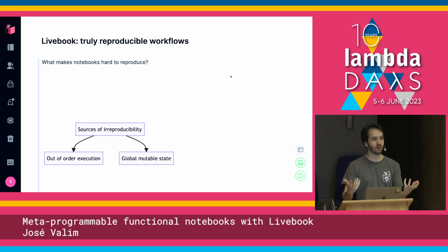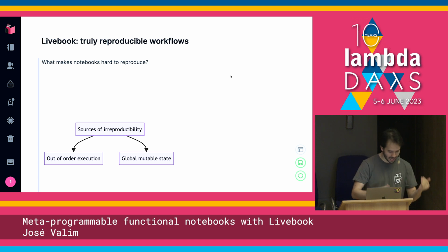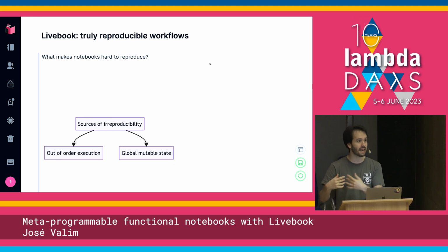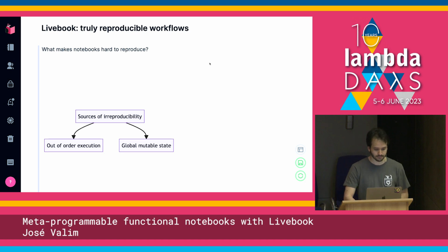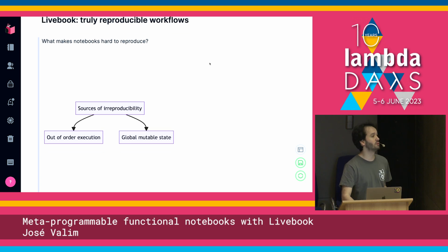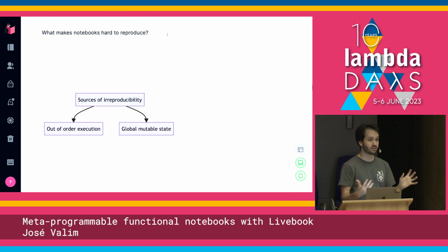And if you talk with somebody who uses Jupyter Notebooks, they're going to say that one of the biggest concerns that you have in Jupyter Notebooks is that they may be hard to reproduce, right? So I can write a notebook, I can share with somebody, and they may get a different result than the person who created the notebook. And what makes notebooks hard to reproduce? There are two sources. So one is the out-of-order execution.